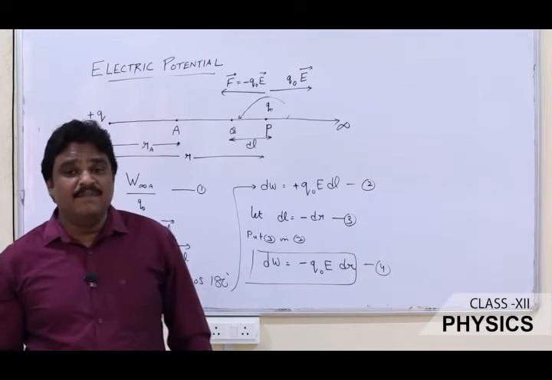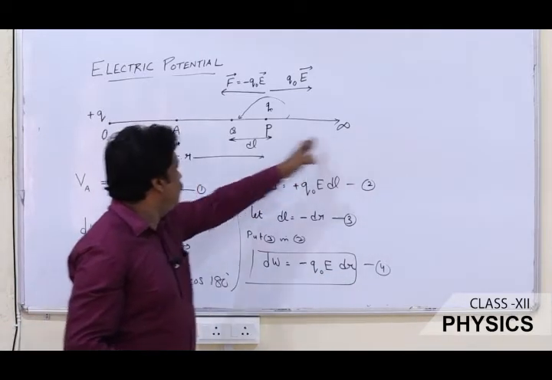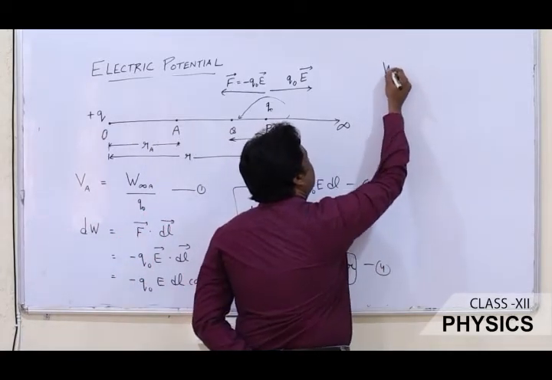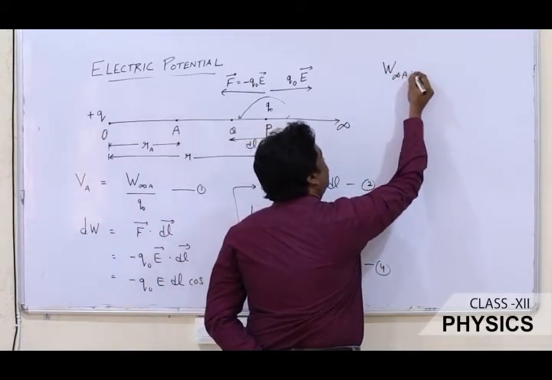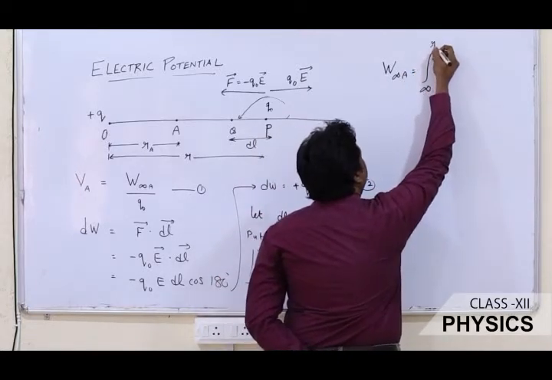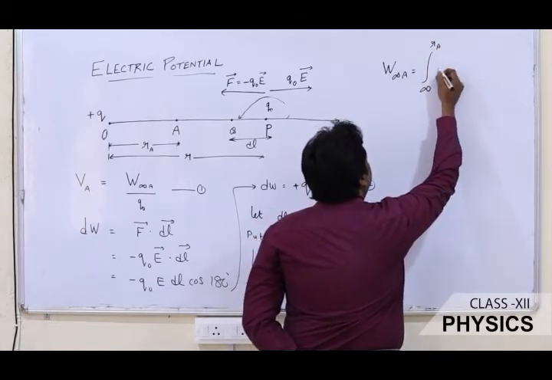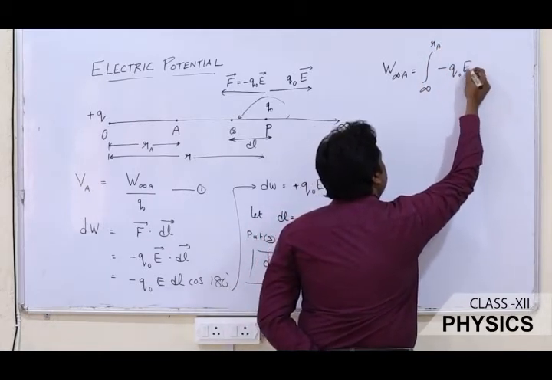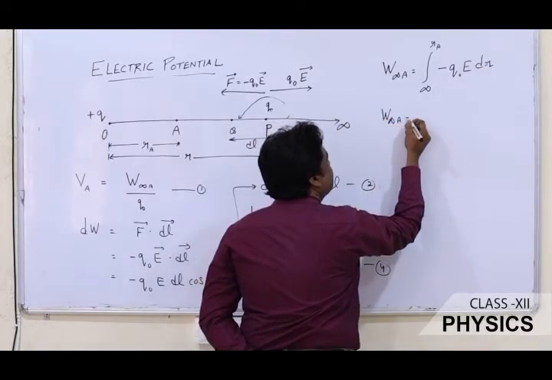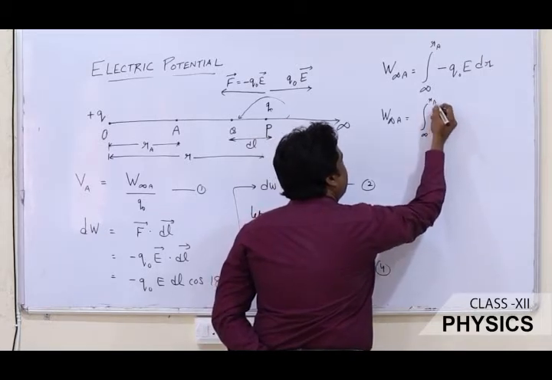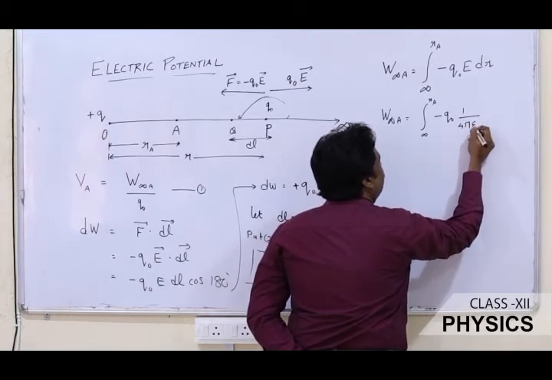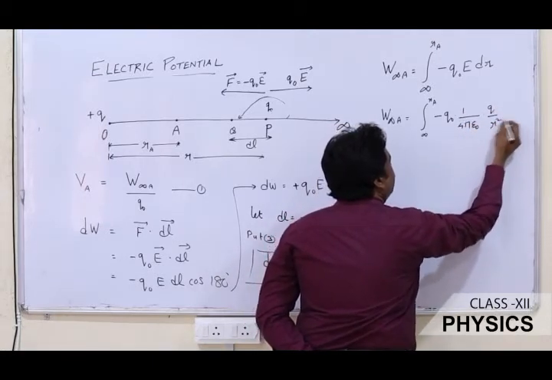But I want the total work done, from infinity to A. So I can integrate this equation. The total work done in moving the charge from infinity to A can be obtained by integrating with the limit infinity to Ra, since the location of A is at Ra. It will be minus Q naught E dr. Next, you can put the value of electric field due to a point charge. Integral from infinity to Ra of minus Q naught times E, and E due to a point charge is 1 by 4 pi epsilon naught Q by R square, dr.